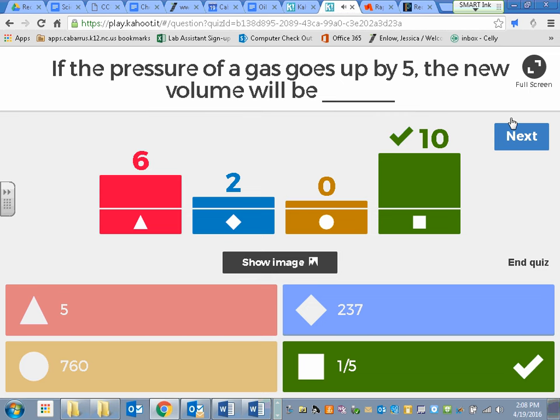Okay, some of us got there. So if the pressure is quintupled, it's going to go up by 5 times. The volume is inversely related, so it must go down 5 times. So that's why it's 1/5 of the volume, not 5 times the volume, because they're inversely related. So when you multiply one by 5, the other one is going to be divided by 5.